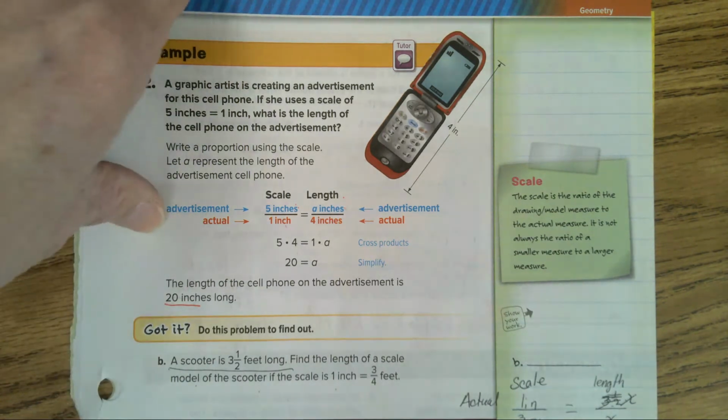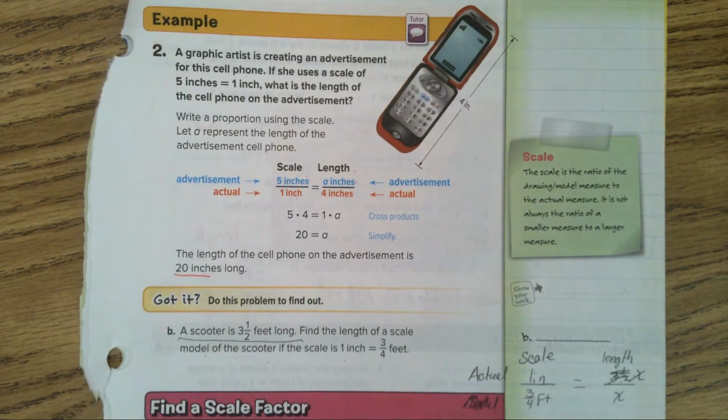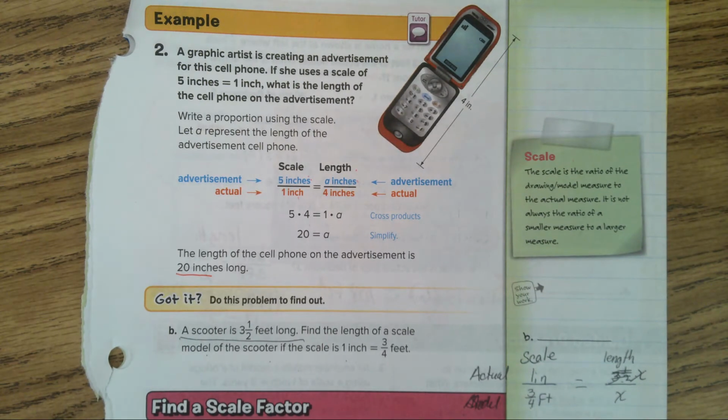Okay, now we are going to do letter B. And in letter B, we have a scooter that is 3.5 feet long. Find the length of a scale model of the scooter if the scale is 1 inch equals 3/4 of a foot. Okay, so in this problem here, we're going to figure out what that will be in the problem.